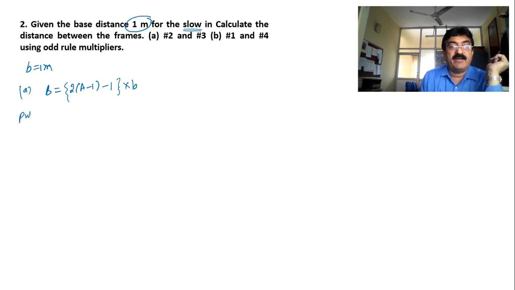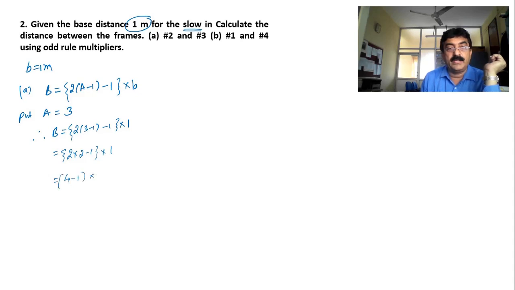Now what A value I have to put? Put A is equal to 3. Therefore B is equal to 2 into (3 minus 1) whole thing multiplied by base distance, which is 1. So that is equal to 2 into 2 minus 1 into 1. So that is 4 minus 1 into 1. So that is 3. 4 minus 1 is 3. 3 into 1 is 3. 3 meters. So this is the answer for the first part, that is second and third frame.